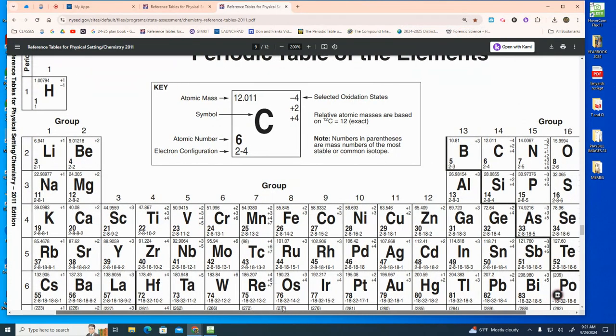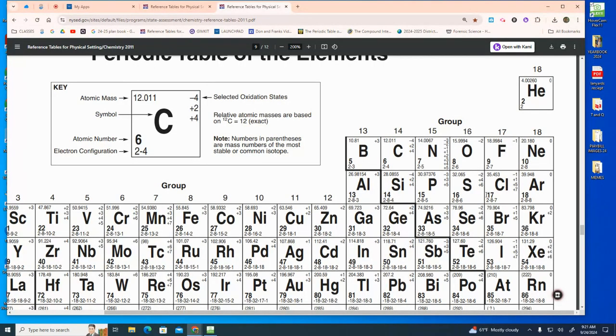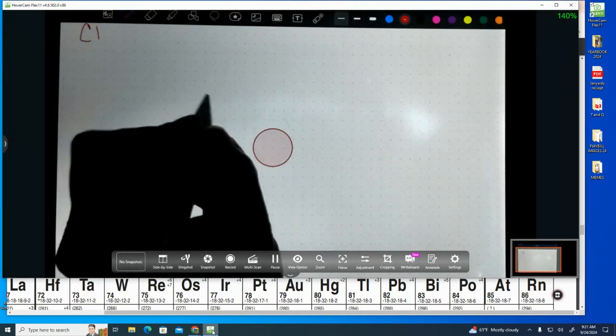You'll be 17. Okay. Chlorine is atomic number 17. That means it has 17 big positive protons in the middle.